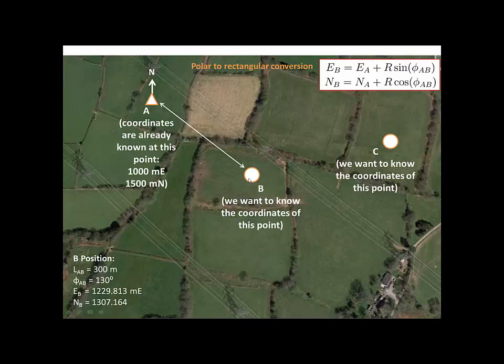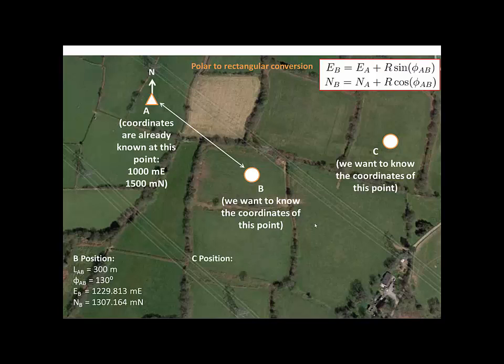So the position of B is at 1229.813 metres east and 1307.164 metres north. We can just do a quick reality check and make sure that's right. If this is 1,000 metres east, we are further east, so we would expect that easting value to increase. And we are moving in a southerly direction, so that reading of metres north should decrease, and it does.